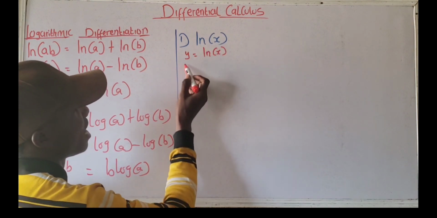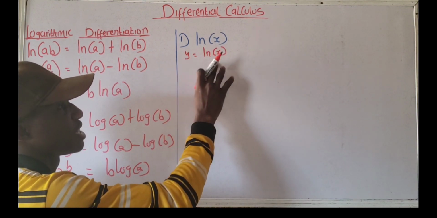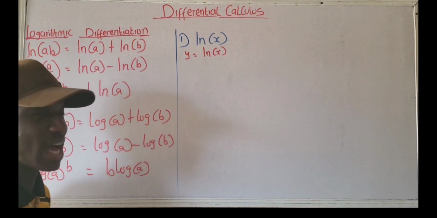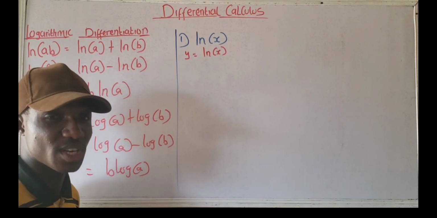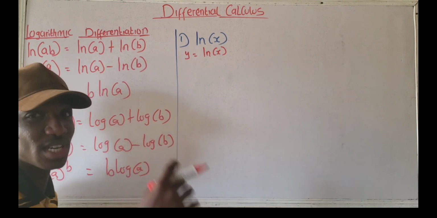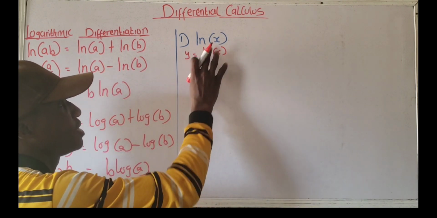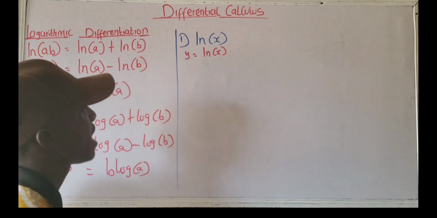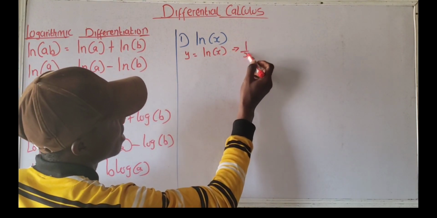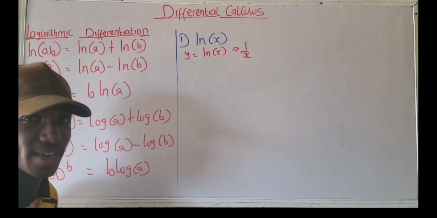Now, we are differentiating y with respect to x, because you can use any letter. Don't be confused. I just say let y equal ln x. Just know that you are differentiating that letter with respect to x, because we have been given the x in the question. Now, the derivative of ln x is what? 1 over x. How do we arrive at 1 over x?